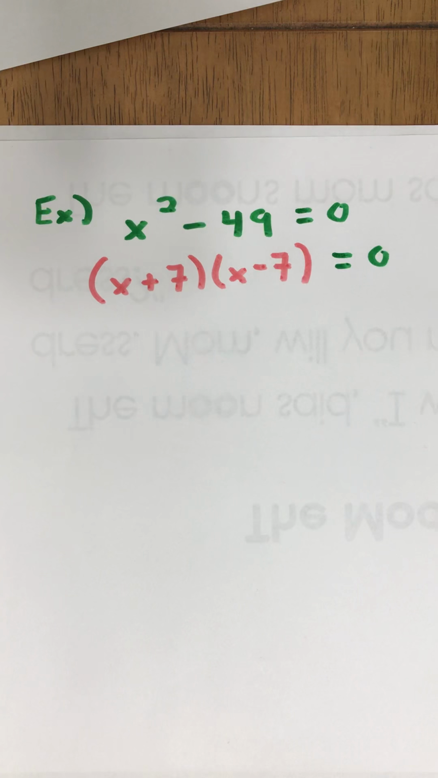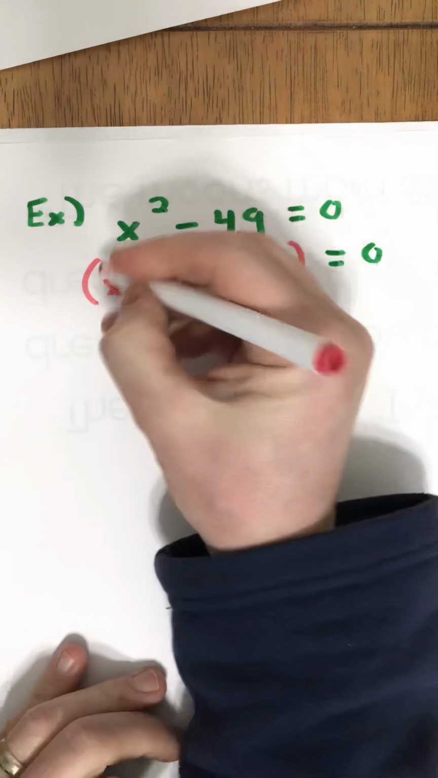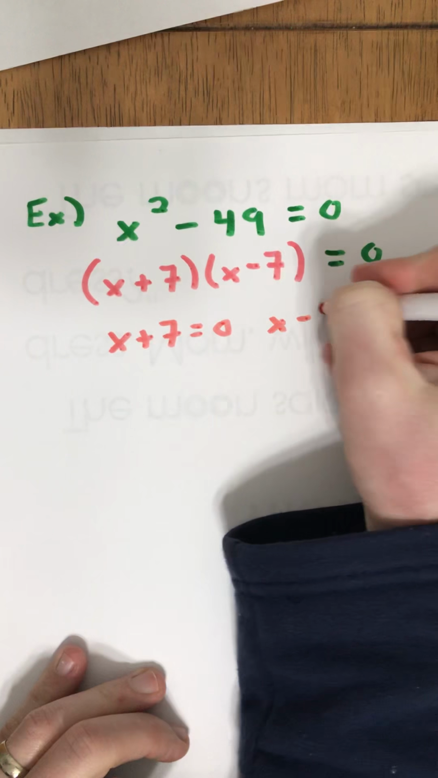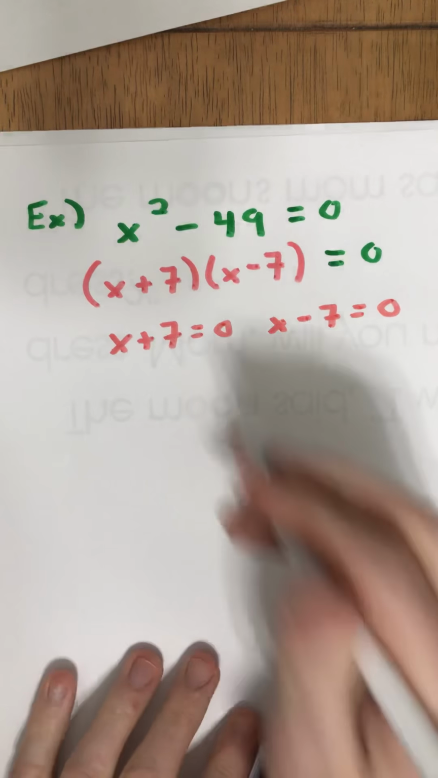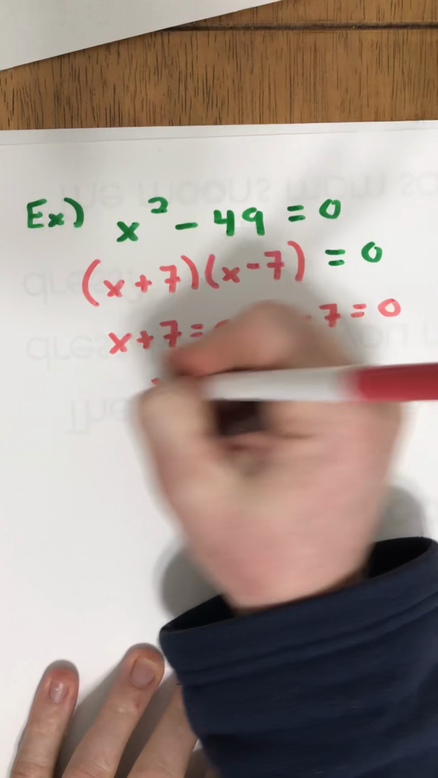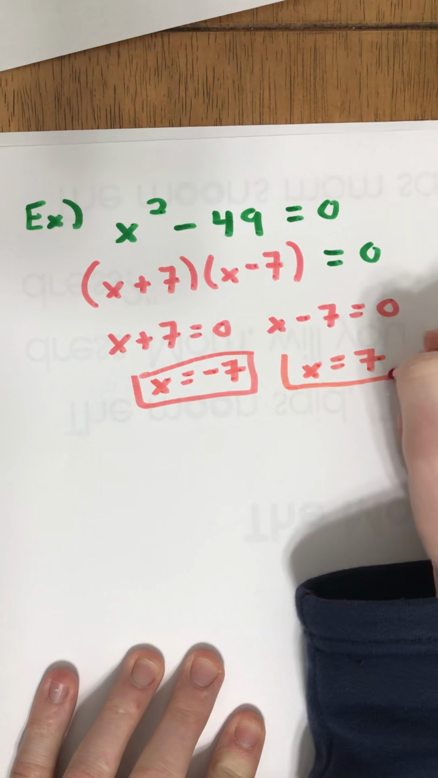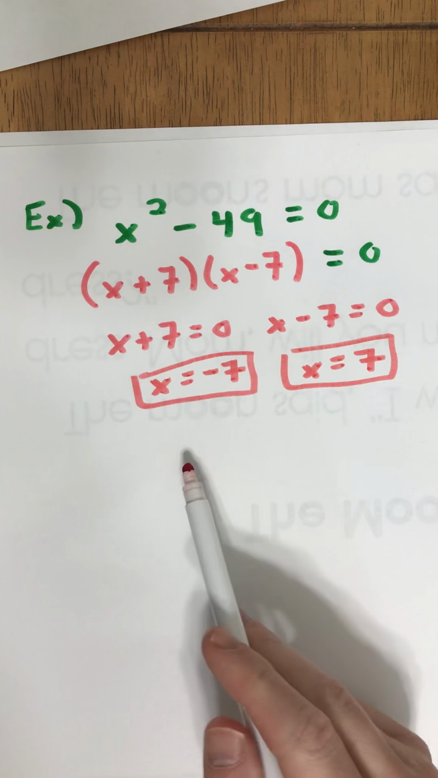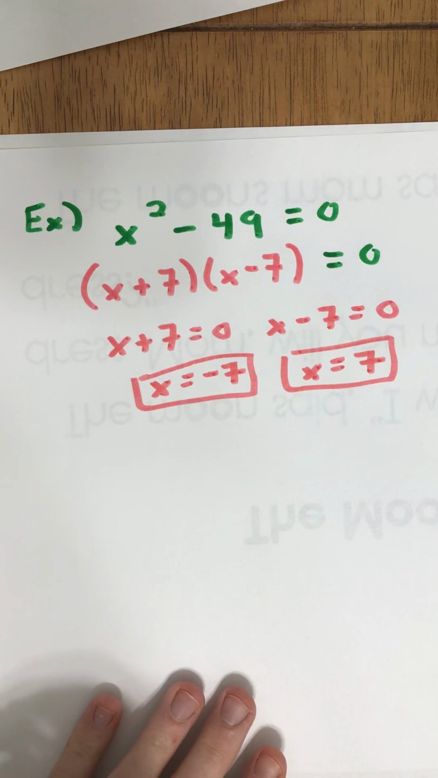Now, the only difference today is instead of just doing that, we're going to set this equal to 0. So now what we have to do is we have to take these two and we have to solve them. So we're going to take our x plus 7, and we're going to set that equal to 0. And we're going to take our x minus 7, and we're going to set that equal to 0. So I can easily solve that by subtracting 7 on both sides. This gives me x equals negative 7. And this side over here is going to give me x equals 7. So this particular quadratic is going to have two roots again, one at negative 7 and one at positive 7.